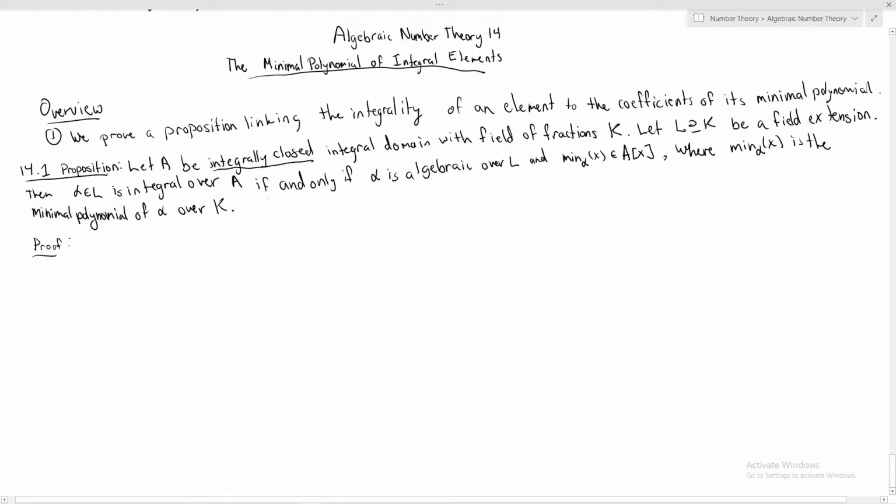One direction of this if and only if is trivial. Clearly, if min_alpha(x) is in A[x], then alpha is integral over A, because min_alpha(x) is a monic polynomial. Okay, so the other direction is the hard part.